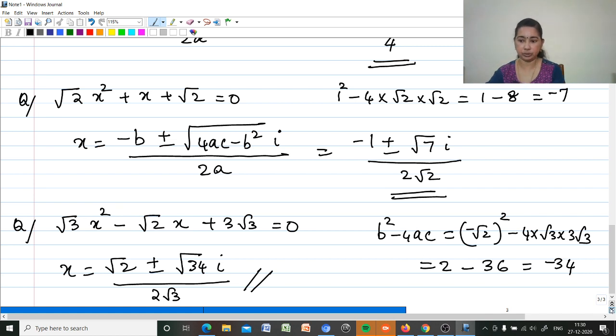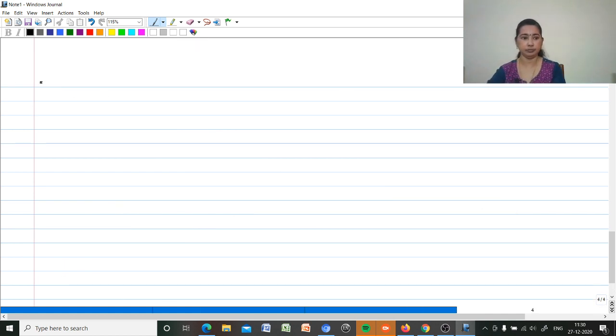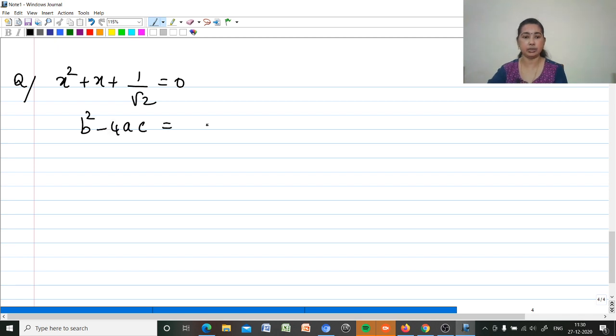Then next one, x square plus x plus 1 by root 2 equal to 0. So again we'll check for b square minus 4ac. B square is 1 square minus 4 into 1 by root 2, that is equal to 1 minus 4 by root 2.